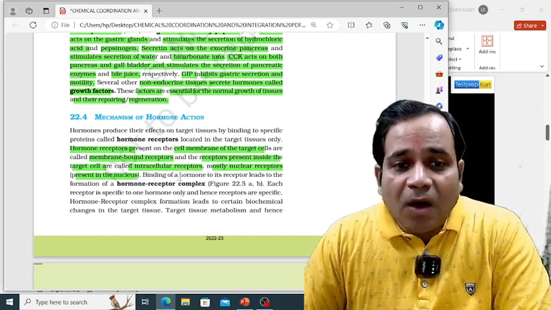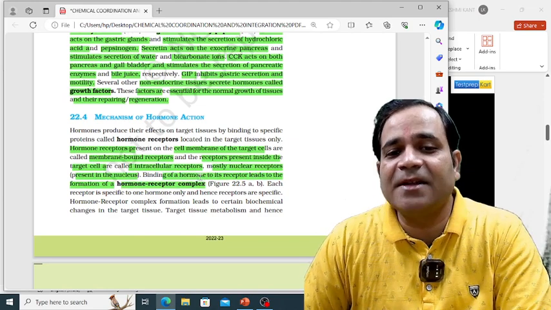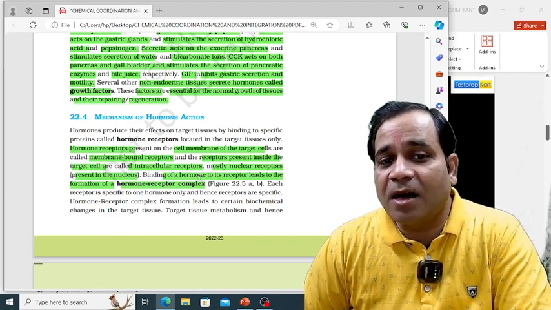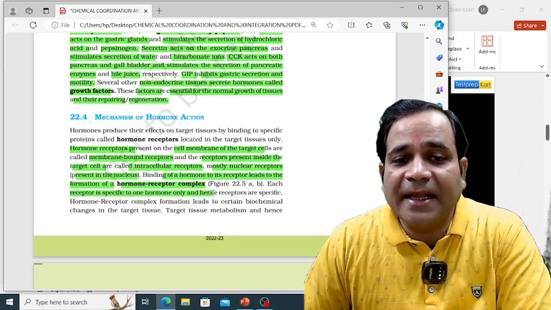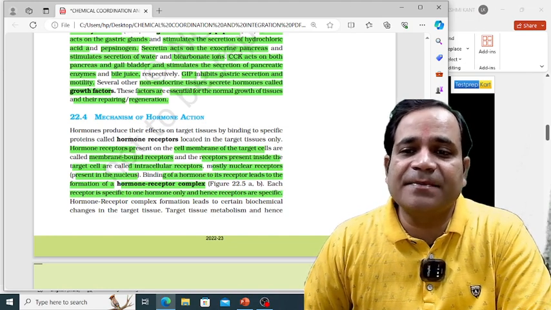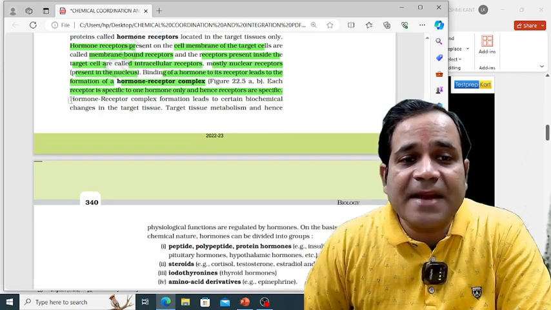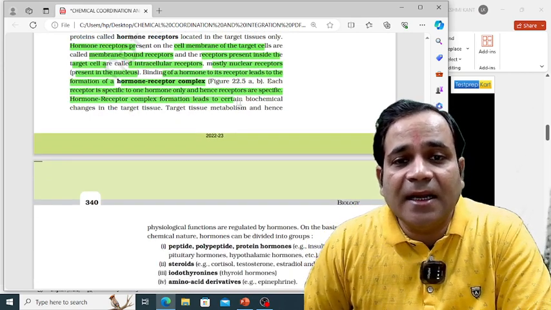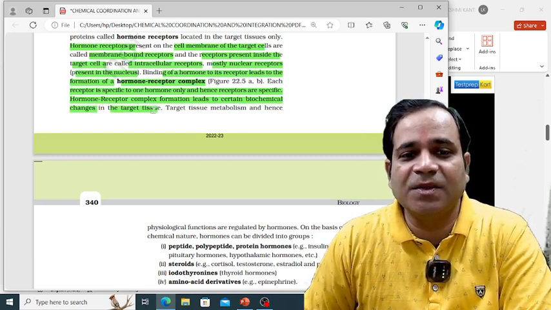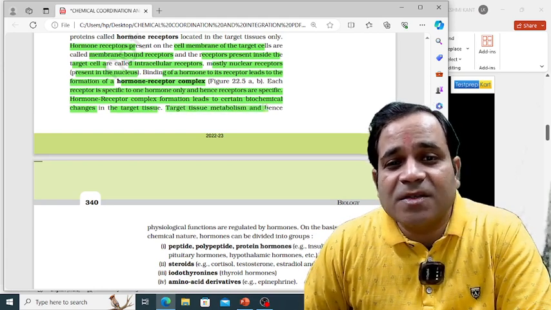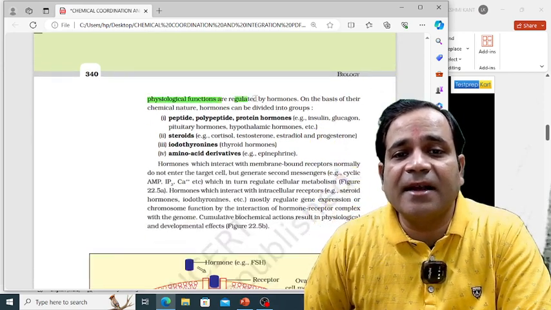The binding of hormones to a receptor leads to the formation of a hormone receptor complex. What I'm saying? Hormone receptor complex. And each receptor is specific to one hormone only, and hence receptors are what? As specific, my dear. And this hormone receptor complex formation leads to certain biochemical changes in the target tissue. Getting my point? Target tissue's metabolism, hence physiological functions are regulated by the hormones.